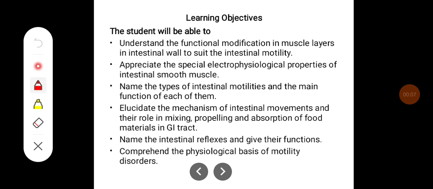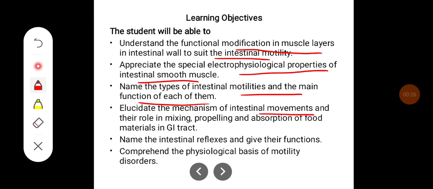The learning objectives will be: understand the functional modification in muscle layers in the intestinal wall to suit the intestinal motility, appreciate special electrophysiological properties of intestinal smooth muscle, name the types of intestinal motilities and the main functions of each of them, elucidate the mechanism of intestinal movements and their role in mixing, propelling, and absorption of food materials in GI tract, name the intestinal reflexes and give their functions, comprehend the physiological basis of motility disorders.